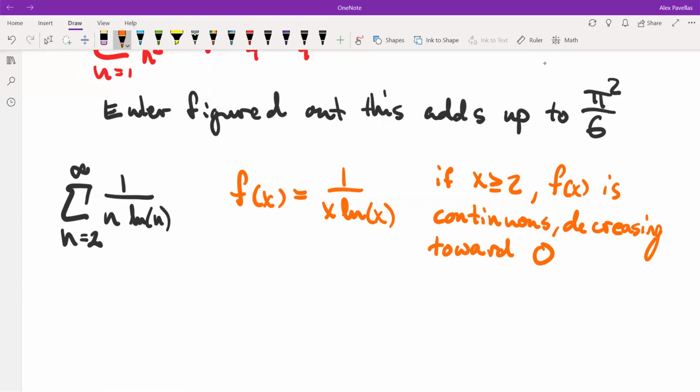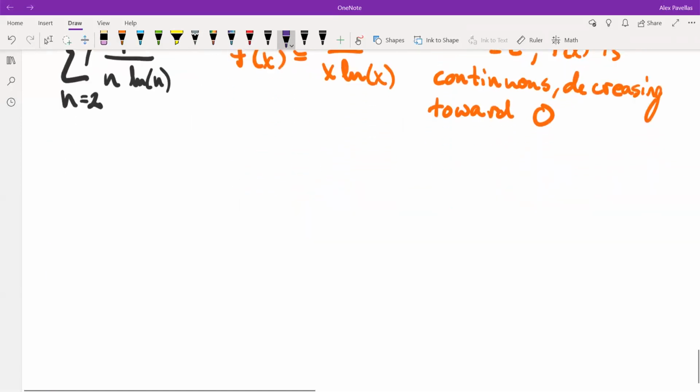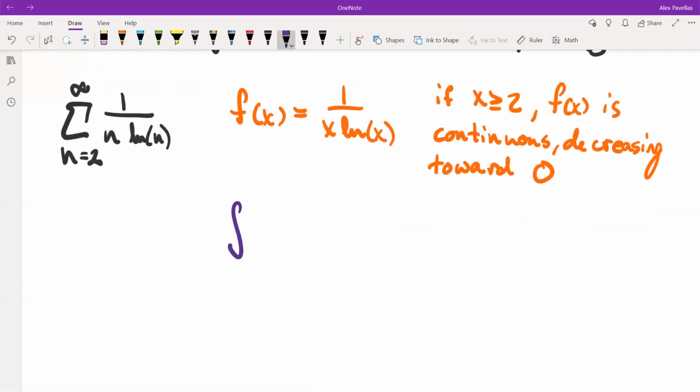So the terms of the series approach 0, so you wouldn't be able to tell from this. This means that the integral test can potentially apply. So we just want to see if the integral, this time, because we started at 2, the integral from 2 to infinity of 1 over x log x dx, we want to see whether we get a number for this.